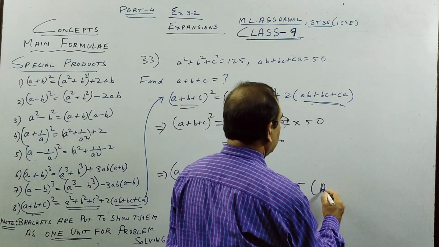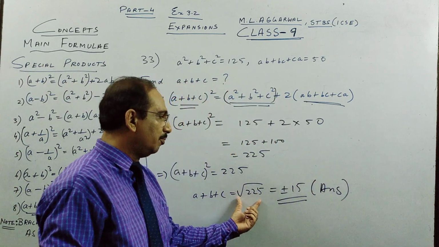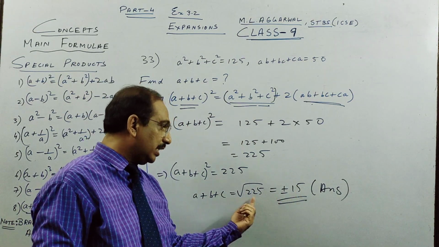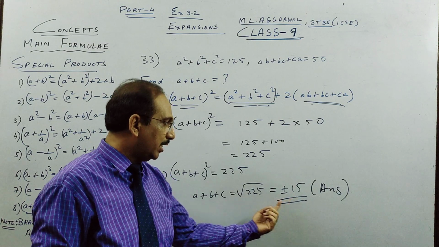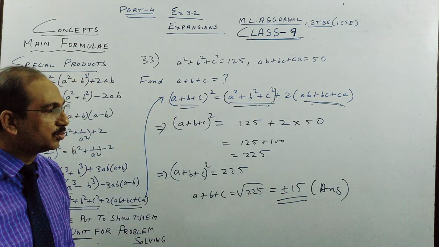You know why? The reason is the root of a number is a number whose square gives you this number. So 15 square is also 225, minus 15 square is also 225.